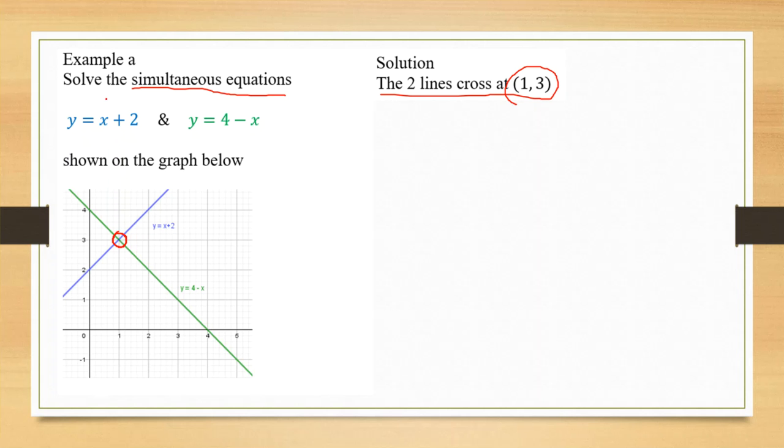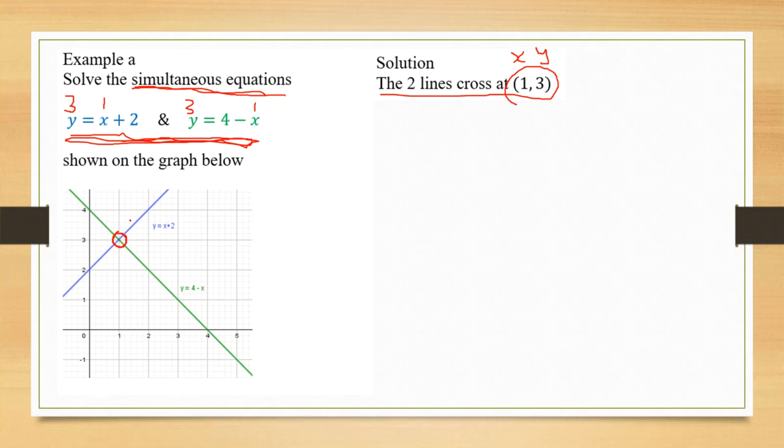So if x equals 1, we get 1 plus 2, which equals 3. So y equals 3 and x equals 1. In the other equation, this is also true. 4 take away 1 equals 3. So simultaneous equations, we've got, in this case, two equations with the same solution. Graphically, these equations are lines, and it's where the lines intersect.